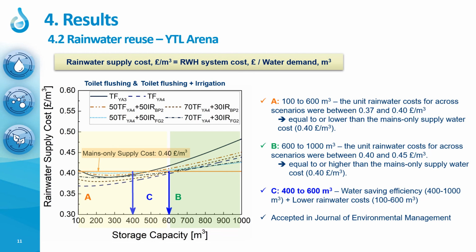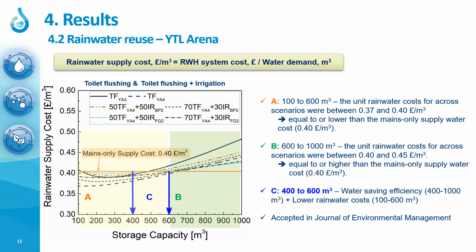and mains only supply cost. You can see three sections in this figure. In A, the unit rainwater cost for all water use scenarios is equal to or lower than the mains water cost, which is 0.4 pound per cubic meter.